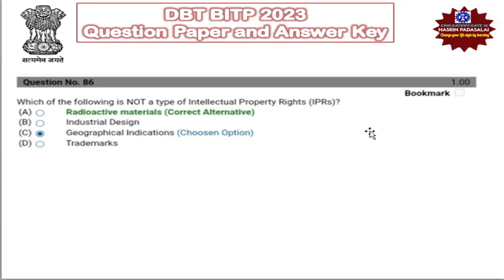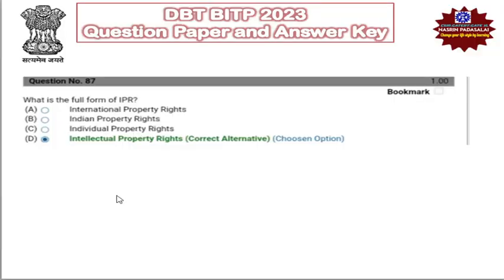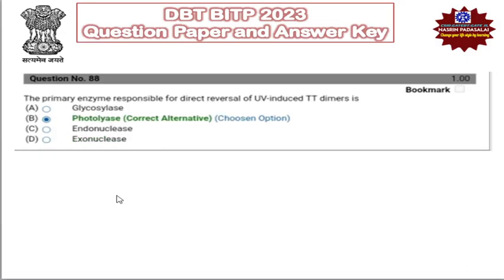Next question: which of the following is not a type of intellectual property? Industrial design, trademark and geographical indication come under intellectual property rights, whereas radioactive material is not a type of intellectual property right. Next, what is the full form of IPR? It is intellectual property rights.